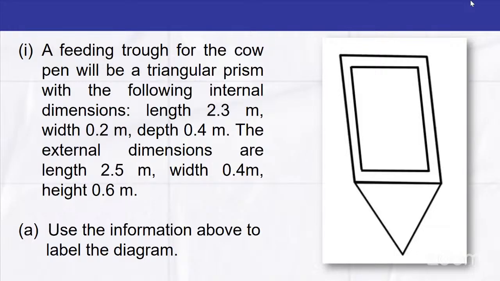Can somebody explain to me why are we talking about internal dimensions and external dimensions? If you'd like to speak, you can open your microphone. Raise your hand and I will allow you to speak. Why is it that we're talking about internal dimensions of the trough as opposed to external dimensions of the trough? Is there a difference between those two? Why are we distinguishing? Would anyone like to share?